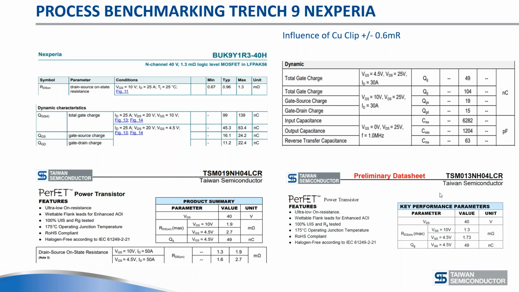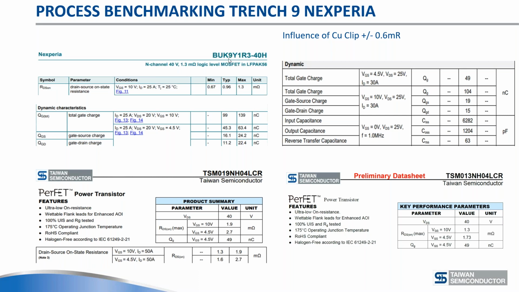So it's actually the same die. The same die has the same AC performance, which is the QGD is the same for both products. So you can do the multiplication of QGD multiplied by the RDSON for both products, and you'll see that the one with the copper clip is actually quite similar to the Trench 9 from NEXPERIA, which is the latest generation.